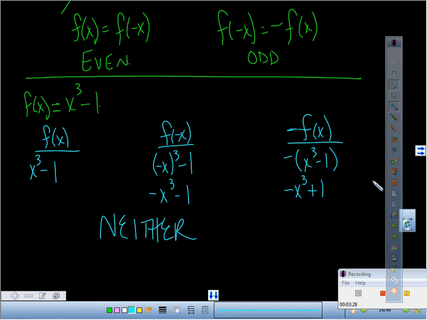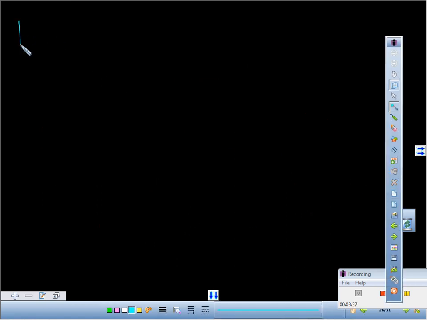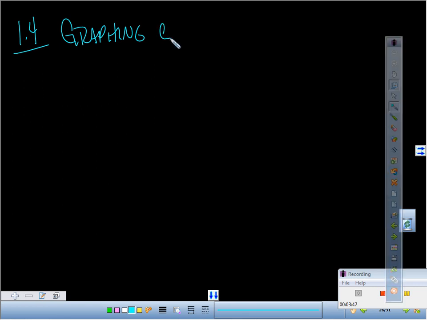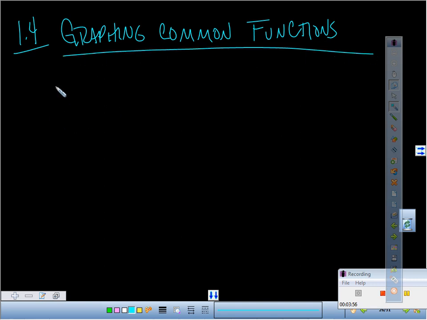All right. So the next section is 1.4, and it is graphing common functions. Okay, so I'm just going to kind of go through here. I'm going to draw a picture, and I want you to think about what's the name of the function, what's its parent function, and can I write the equation to that function? That's what you're going to have to do on the test, okay?